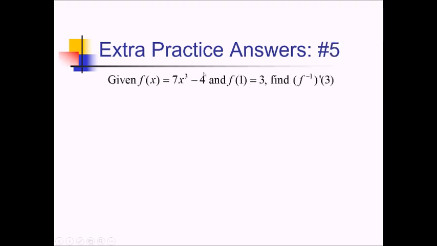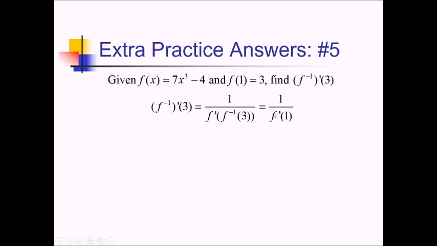For this problem, I've got this polynomial, and I'm told that f of 1 is 3. Based off this, I want the derivative of f inverse at 3. So let me use my inverse setup. This is going to be 1 over f prime of f inverse of 3. F inverse of 3 is the input that gives me an output of 3. So I see that I have an output of 3 when I plug 1 into the f function. Therefore, f inverse of 3 is 1. So we can write f prime of 1 down in that denominator.